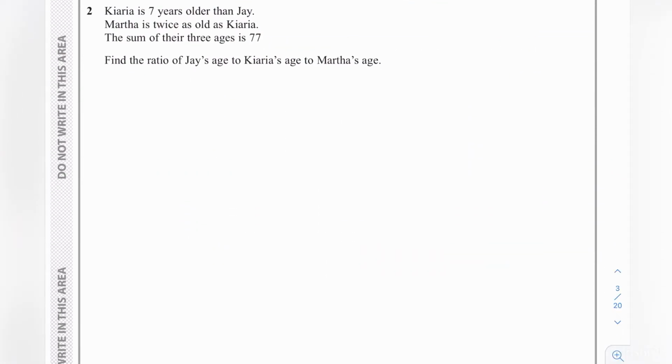In our second question, it tells you that Kiara is 7 years older than Jay. So if we say that Jay is X years old, then that means Kiara must be X plus 7. And it then tells you that Martha is twice as old as Kiara. So we would need to do 2 times Kiara's age. If we multiply out that bracket, we would get 2x plus 14. It then tells you that the sum of their ages is 77.